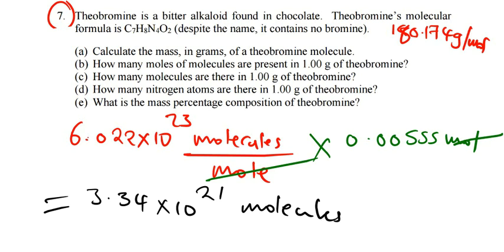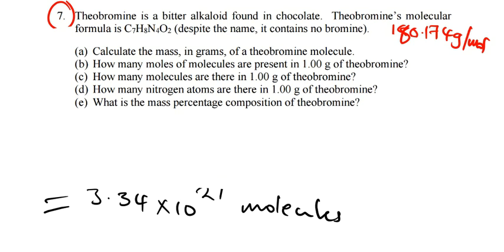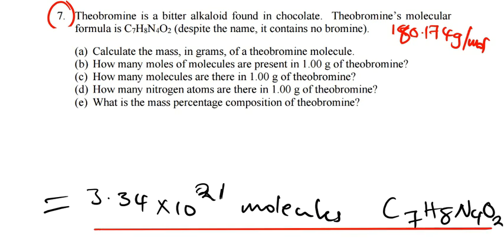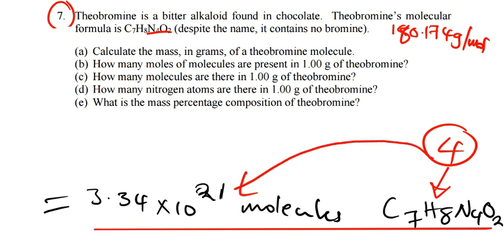Apply the same concept to D now. D requires you to be a little bit smart about it. This is 3.34 times 10 to the power 21 molecules of theobromine, C7H8N4O2. We've got that number of molecules. Now we want to determine the number of nitrogen atoms. We know that in each of these molecules, there are 4 nitrogen atoms present. So how about in the total number of all those molecules? How many can we have? The calculation is very simple.